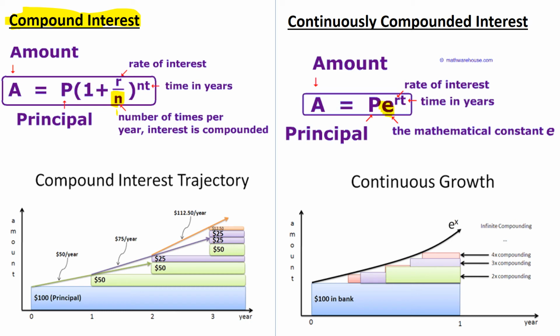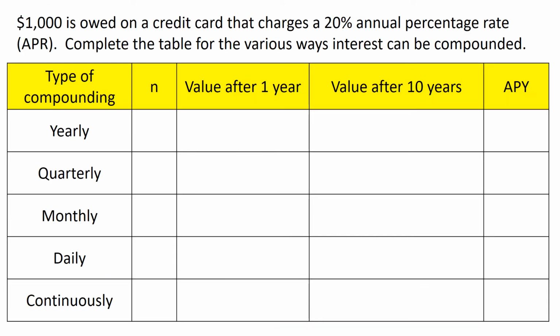So let's explore how values change depending on how interest is compounded. Suppose $1,000 is owed on a credit card that charges a 20% annual percentage rate, APR. Complete the table for the various ways interest can be compounded. If you know what to do, go ahead and do it. I'm going to show you how to do it for monthly and continuously.